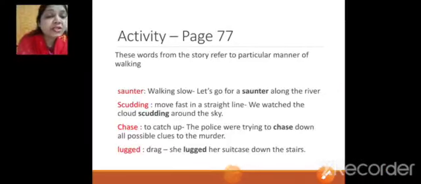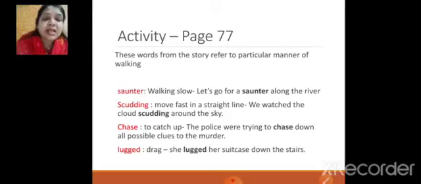Yes children, now it's time to frame the correct sentence. Now we have already checked the meaning. Saunter means walking slow, and the sentence that even you can frame in your own words. Now teacher has given a sentence to you which says, let's go for a saunter along the river. Okay, that means let's go for a slow walk along the river.